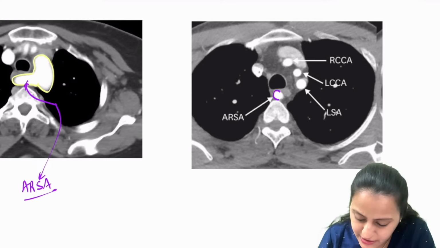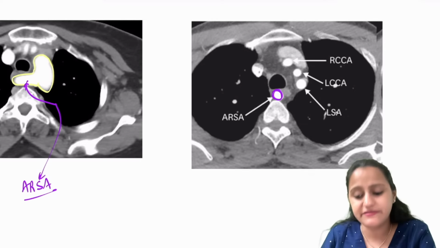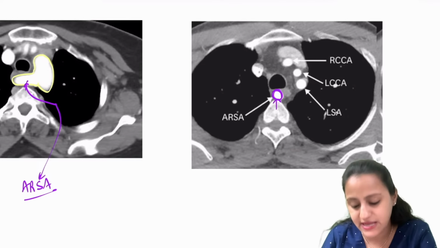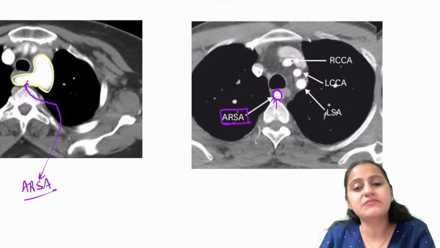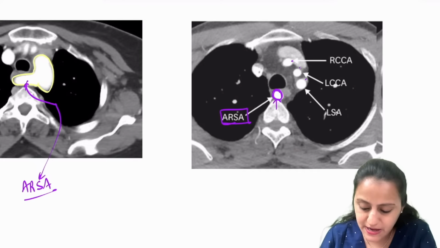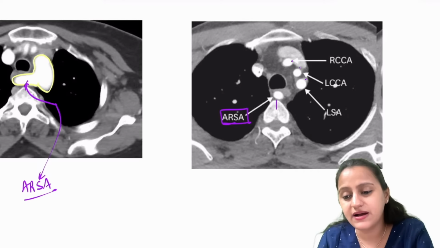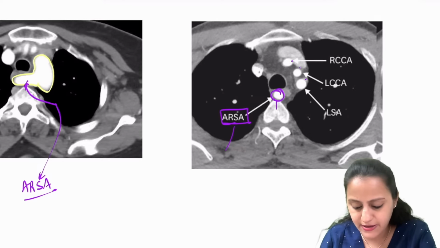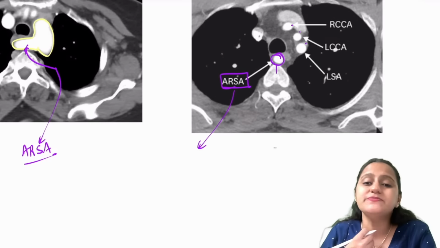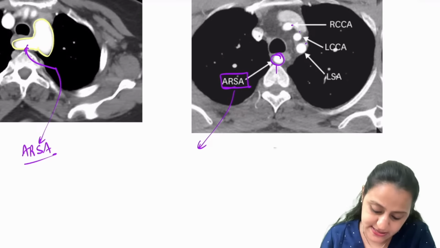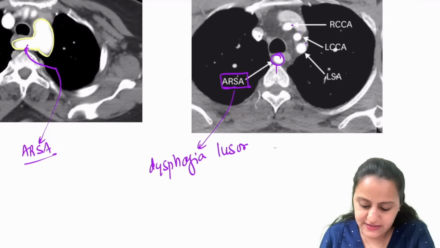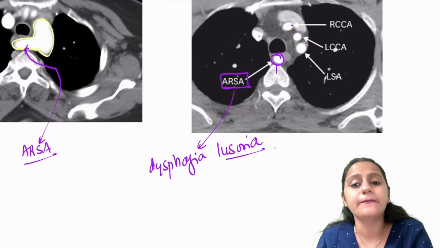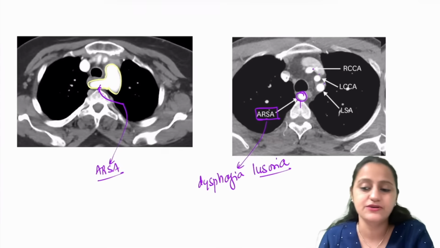Look at this one. If you are seeing a vessel in front of the vertebra in the chest like this, this is ARSA. And these are the other three branches from the arch of aorta. Okay, the last branch here is the right subclavian artery. Is this clear with everyone? What does ARSA cause? Because it compresses the esophagus. Dysphagia. What is that dysphagia called as? Dysphagia lusoria. Okay, that is called as dysphagia lusoria.